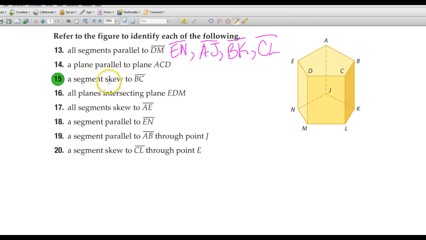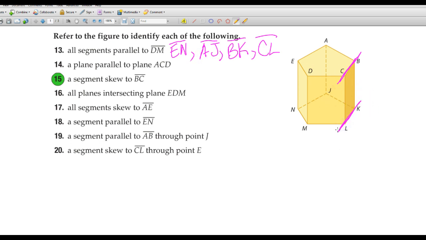Number 15, a segment skew to segment BC. Okay, so segment BC lies right there. By definition, skew lines are non-coplanar lines that don't intersect. So they do not go in the same direction, but they do not intersect. So there are several here that would be like that.